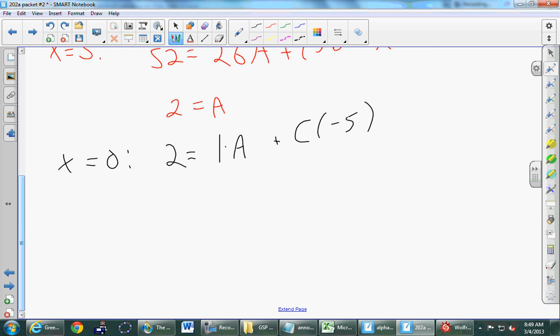The goal is to find c, but a is there, so we're going to replace a with the 2 that we found up above. We found out that a was 2. Subtract 2 from both sides, and divide by -5. Turns out c is 0. Any questions on finding c?